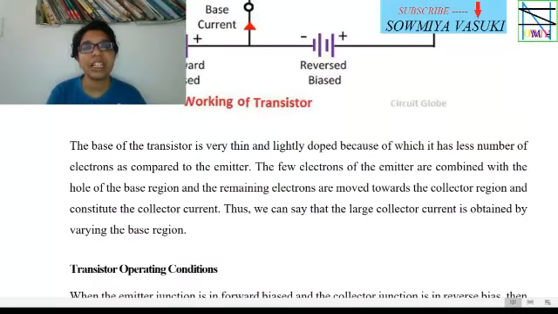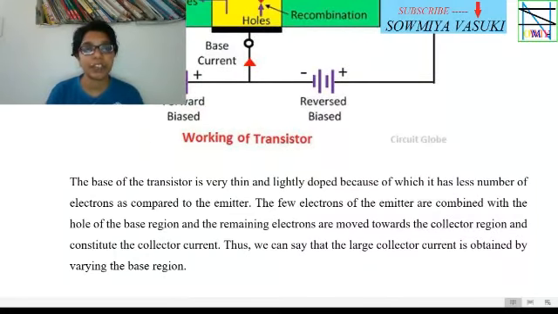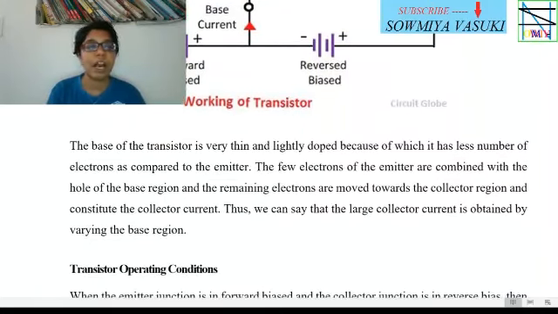The base of the transistor is very thin and lightly doped. The emitter is heavily doped and the collector is moderately doped. Because the base is lightly doped, it has fewer electrons as compared to the emitter. A few electrons of the emitter combine with the holes of the base region, and the remaining electrons move towards the collector region and constitute the collector current. Holes are created in the base region, so electrons move from the emitter to the collector region. Thus, we can say a large collector current is obtained by varying the base current.